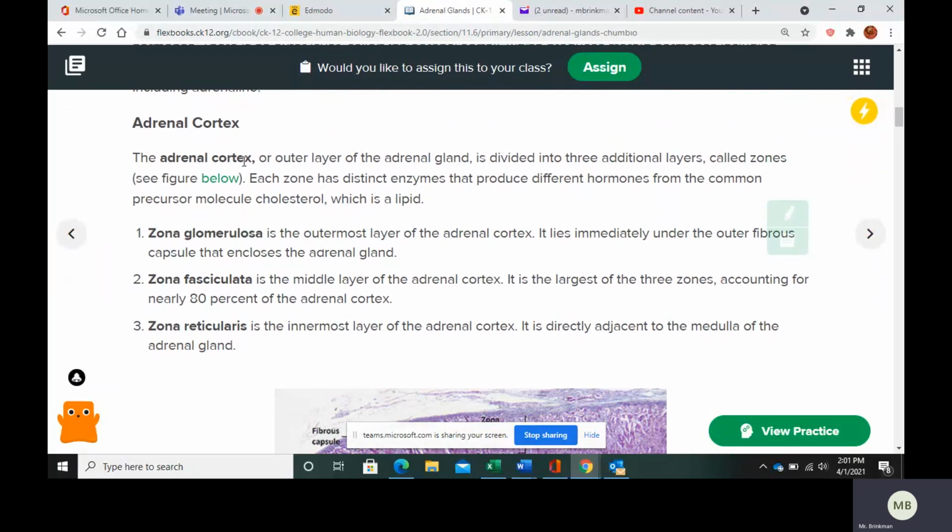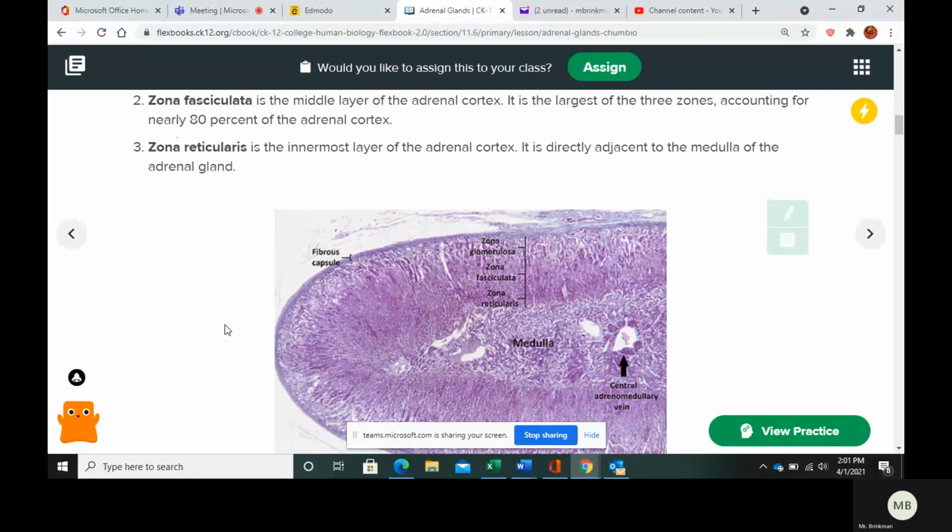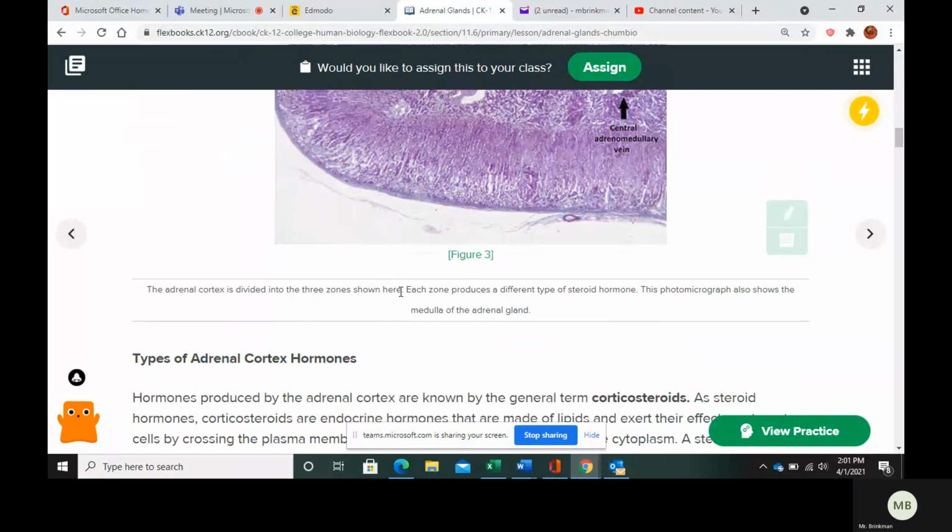The adrenal cortex is divided into three additional layers called zones. The outermost one is zona glomerulosa. The middle one is zona fasciculata, I think is how you say it. The third one, the innermost, is zona reticularis, and that is right next to the medulla.